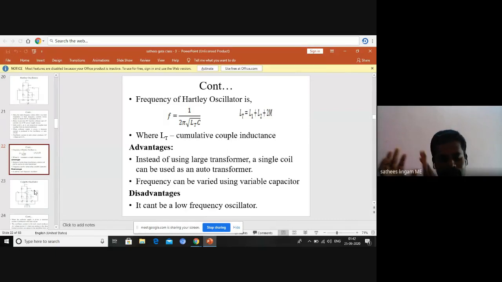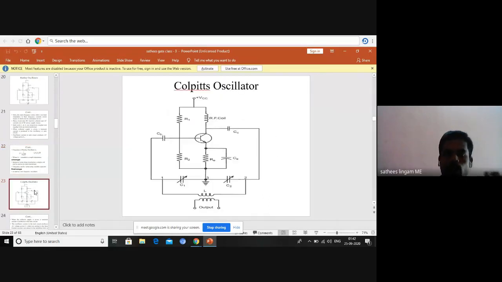So that is the thing they are using here: variable capacitance. Because of the variable capacitance, at last we receive variable frequencies. Previously it was not like that. One disadvantage is that it can't be a low frequency oscillator. It is applicable for high frequency oscillators. Okay, so Colpitts oscillator. There we have used only one change, nothing else.